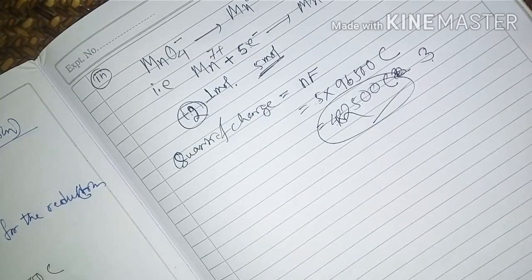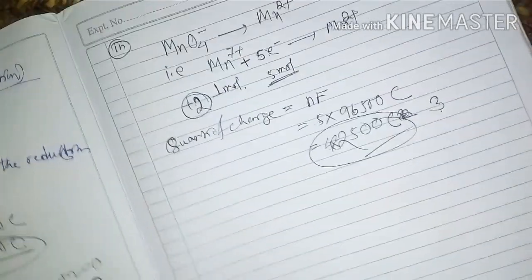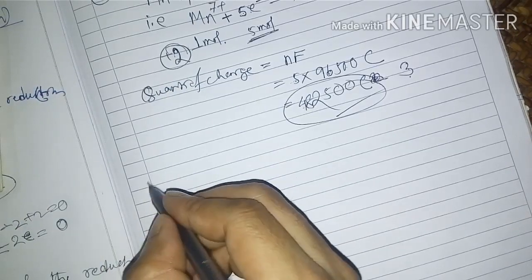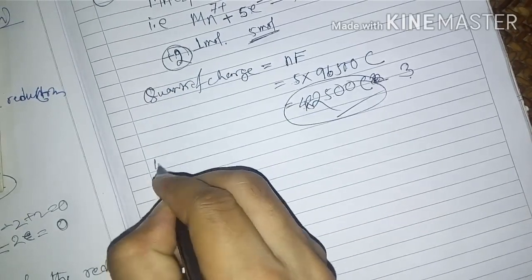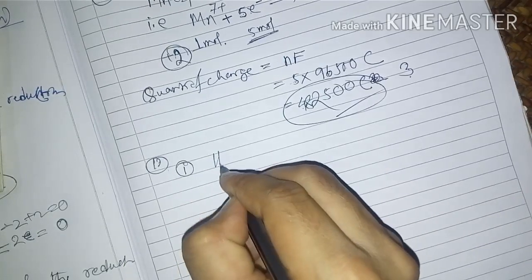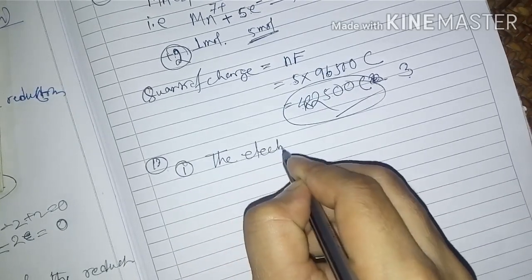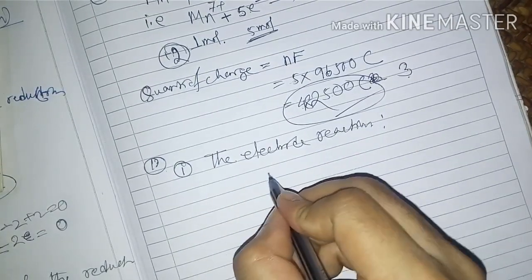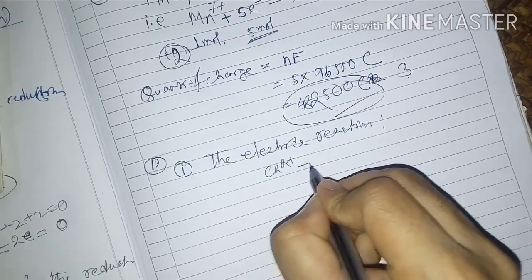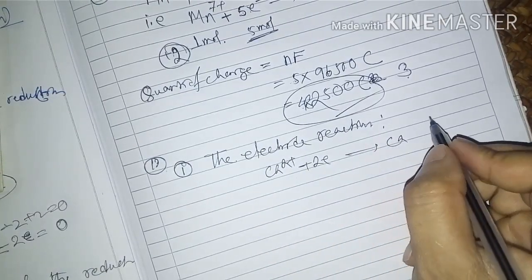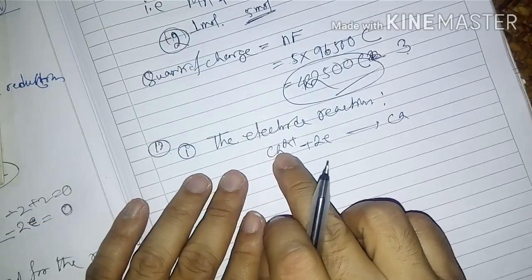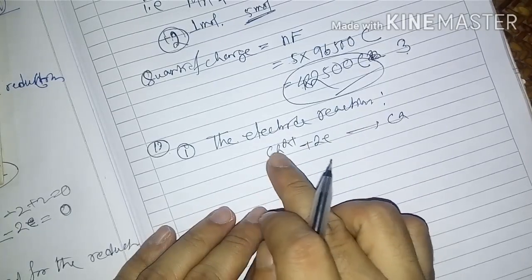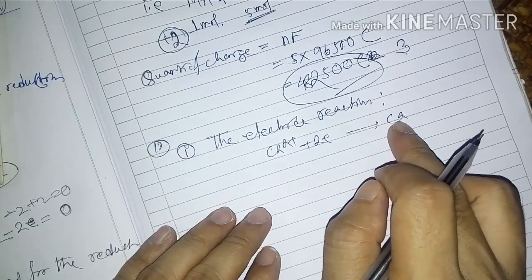Okay, this one is calcium chloride. First of all, you have to write the electrode reaction. This is number 1. The electrode reaction is Ca2+ plus 2 electrons to form Ca. See, this is a reduction reaction, the gain of electrons: Ca2+ plus 2 electrons to form calcium, Ca.